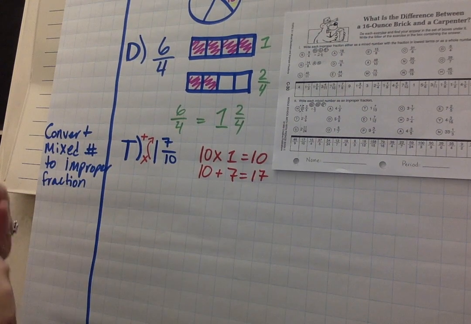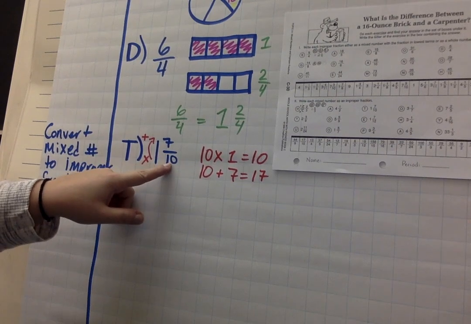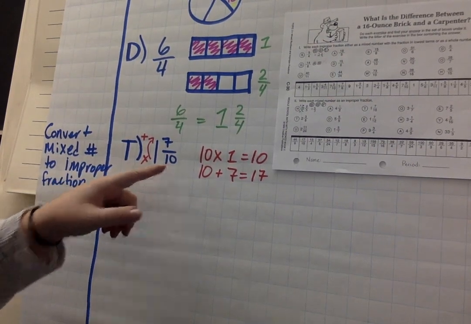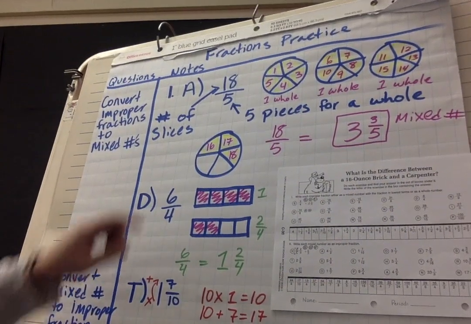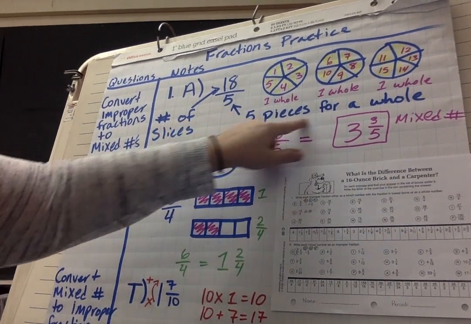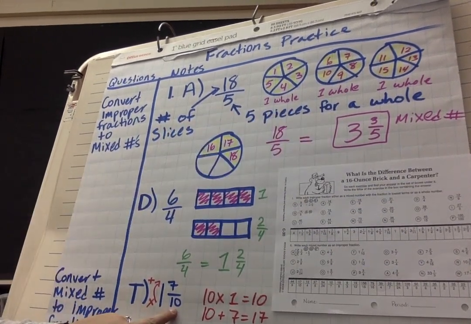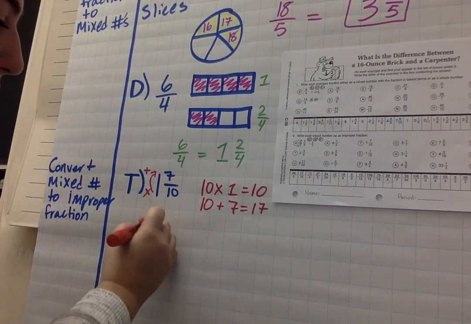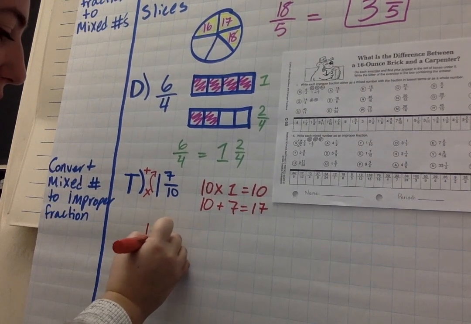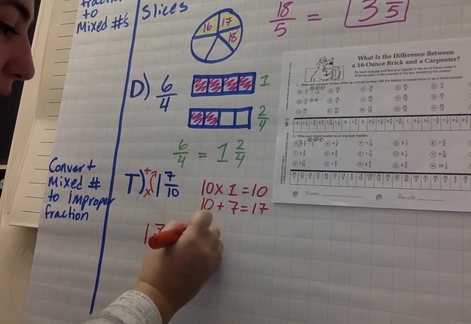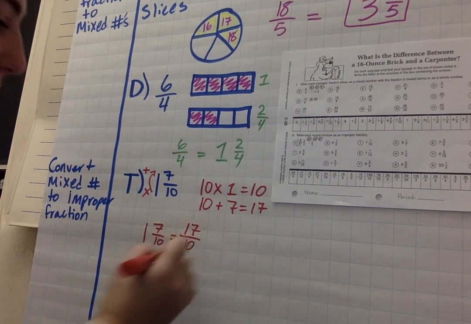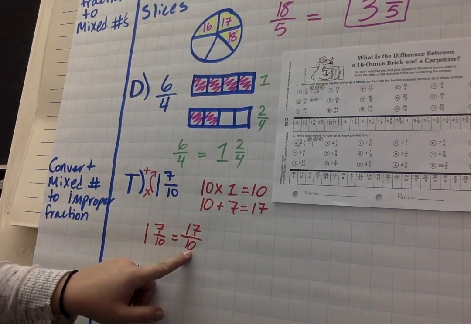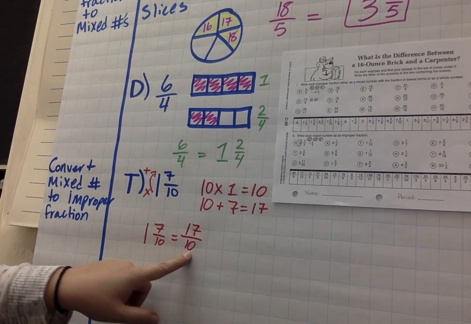But remember, this is the amount of pieces that's in a whole. Okay, we talked about that up here. So up here we said 5 pieces for a whole. Here there's 10 pieces for a whole. So when we write our improper fraction, it's going to look like this, 17 over 10. Okay, we always have to have our denominator in here.